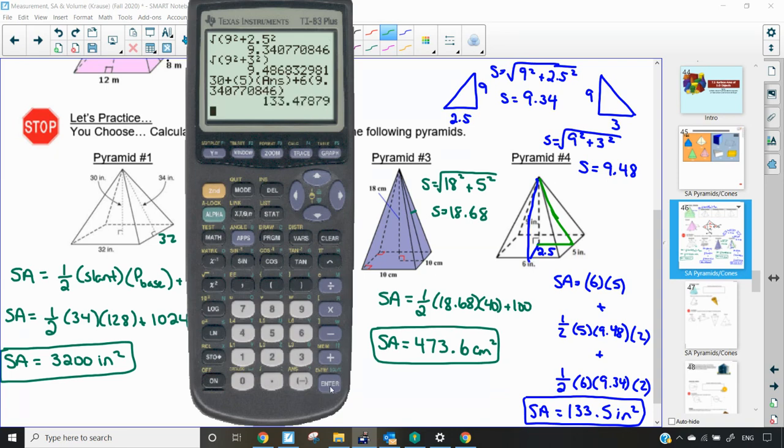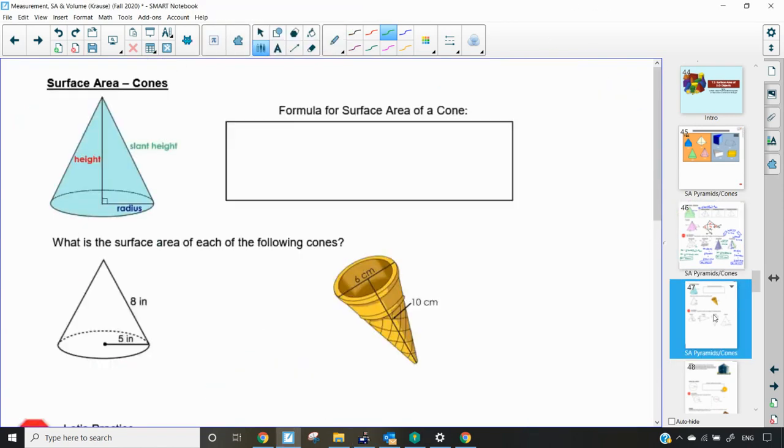Put that in, and I end up with 133.47 or 48, which rounds to 133.5. So again, making sure those numbers stay exact on your calculator. All right, so next we're going to move on to the surface area of cones. And like I said before, cones are kind of like a circular pyramid, and these ones do have a formula. And so we're going to have the surface area of a cone is pi r squared plus pi rs.